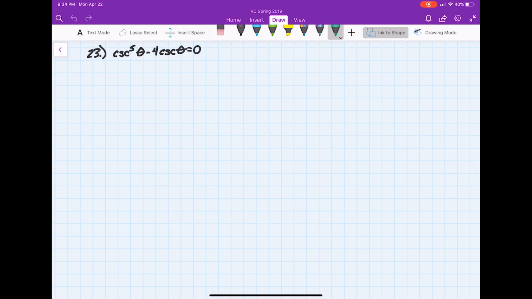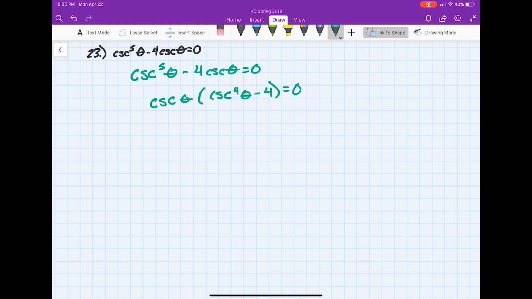So for 23, we have something really scary and spooky. We have cosecant to the 5th. So they're just trying to throw us for a loop here on this one. So it's cosecant to the 5th theta minus 4 cosecant theta is equal to 0. We just do the same thing we've done before. We're just going to factor out one of the cosecants, cosecant theta times the quantity cosecant to the 4th theta minus 4 is equal to 0.